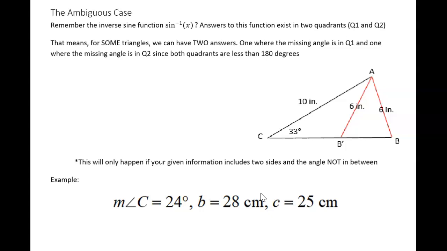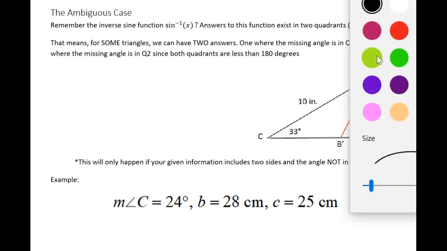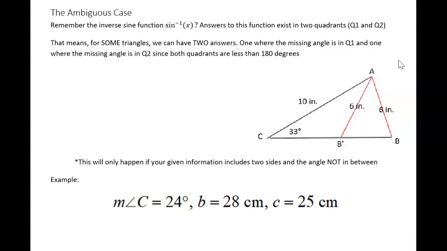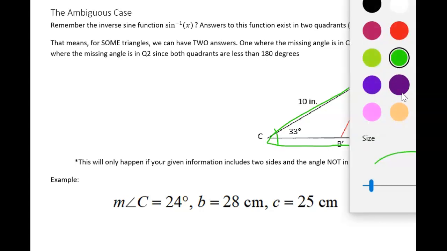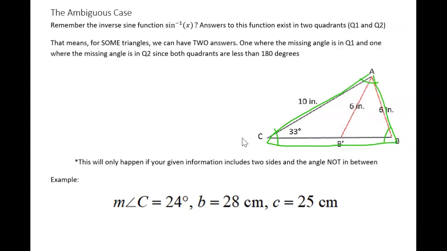The best picture is one that I have not drawn myself, so I looked through the internet to find an example of the ambiguous case. We have 2 triangles, A, B, and C. And in the first example, you can see that all 3 angles are acute. A is less than 90, B is less than 90, and C is less than 90. However, if we were really solving this problem, there is another potential solution, which is labeled as A, B prime, C. And this is that ambiguity.